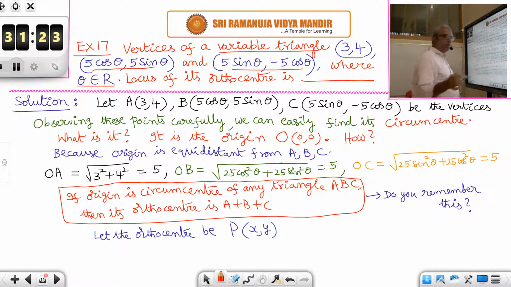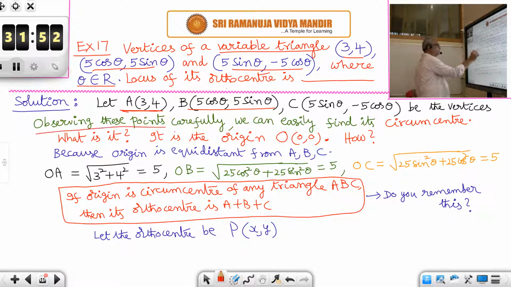So if it is a variable triangle, then its orthocenter will be changing. The orthocenter will be moving. So what is the locus of the orthocenter? Locus of the orthocenter means the equation of the locus of the orthocenter. Okay. Because he has not named the points, let us name them. Let A (3, 4), B this point, C this point, be the vertices. So observe these points carefully. What can you say?